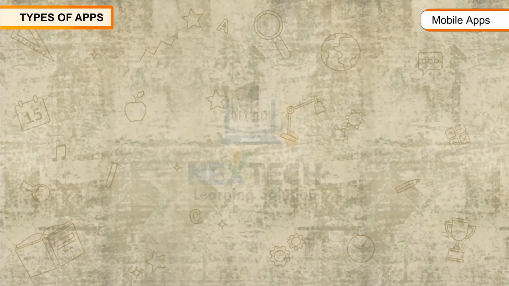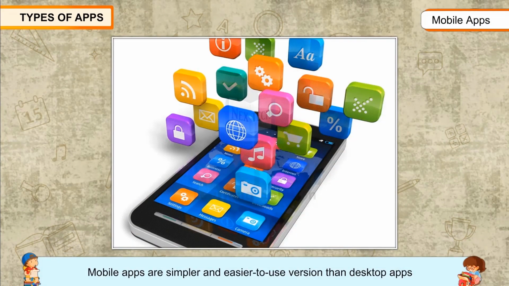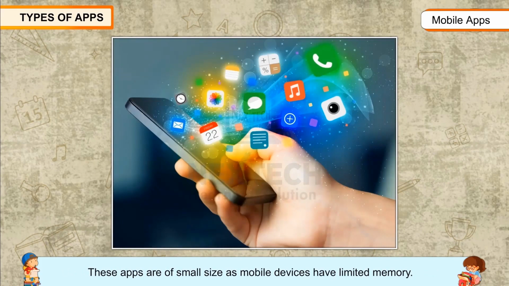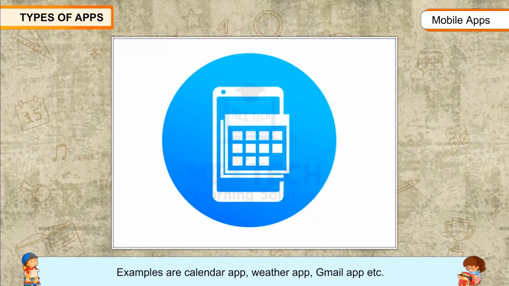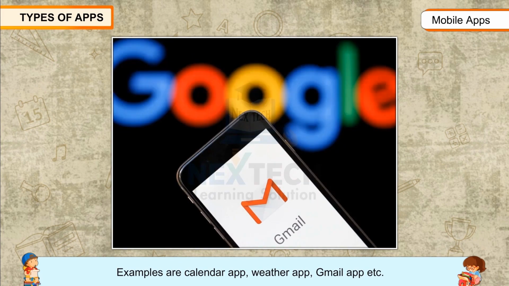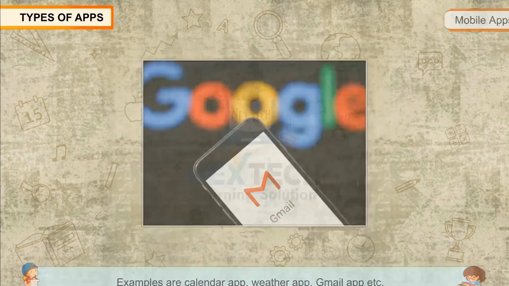Mobile apps. Mobile apps are simpler and easy to use version than desktop apps, as mobile apps are intended to be accessed with a finger or stylus on a small screen. These apps are of small size, as mobile devices have limited memory. Most of the common apps are pre-installed in a mobile device and are part of the factory settings. Examples are Calendar app, Weather app, Gmail app, etc.